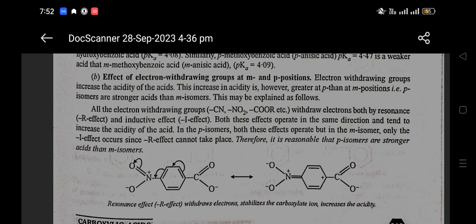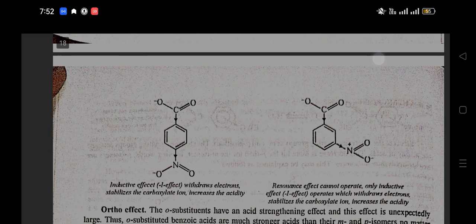In the para isomer, both these effects operate, but in the meta isomer, only the minus I effect occurs since minus R effect cannot take place. Therefore, it is reasonable that para isomers are stronger acids than meta isomers.